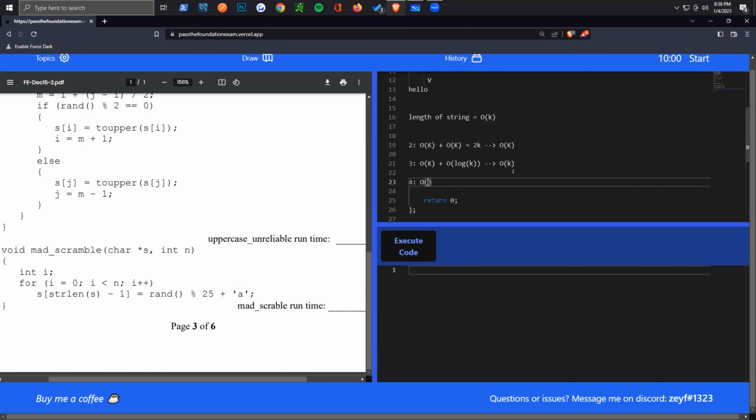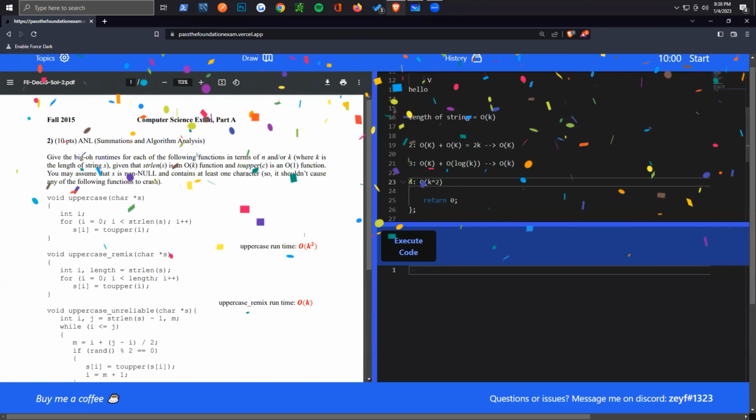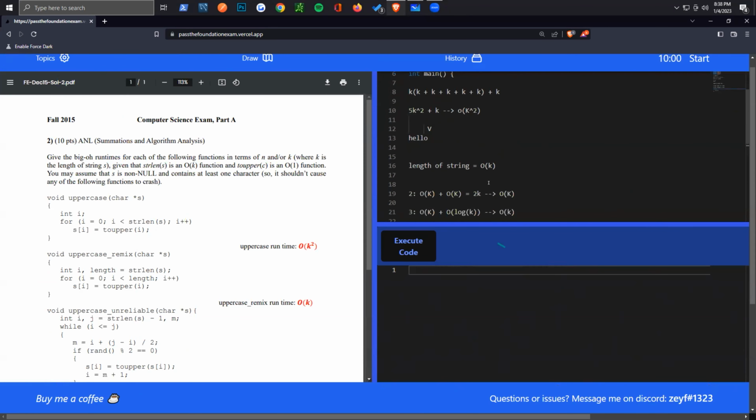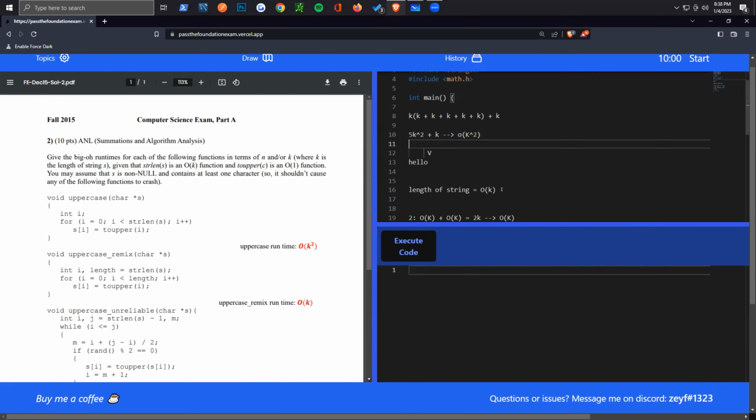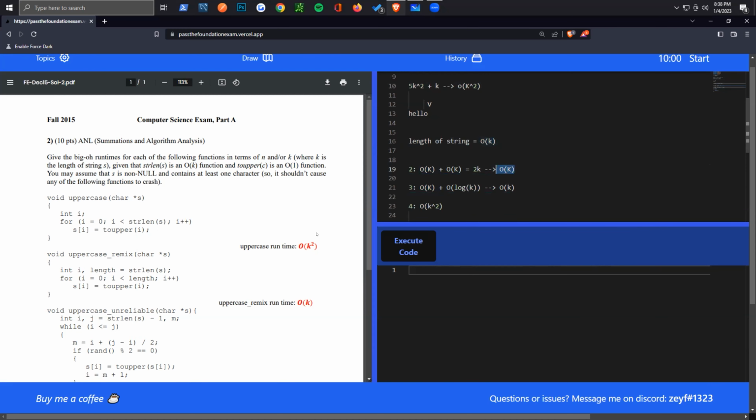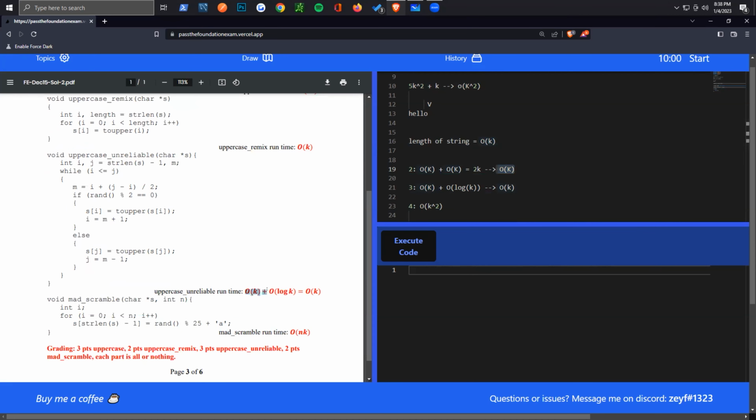So let's just say k squared on this one. And let's see what the answer is. Yeah, so we have k squared on the first one right here. O of k on the second one. This one right here, same thing.